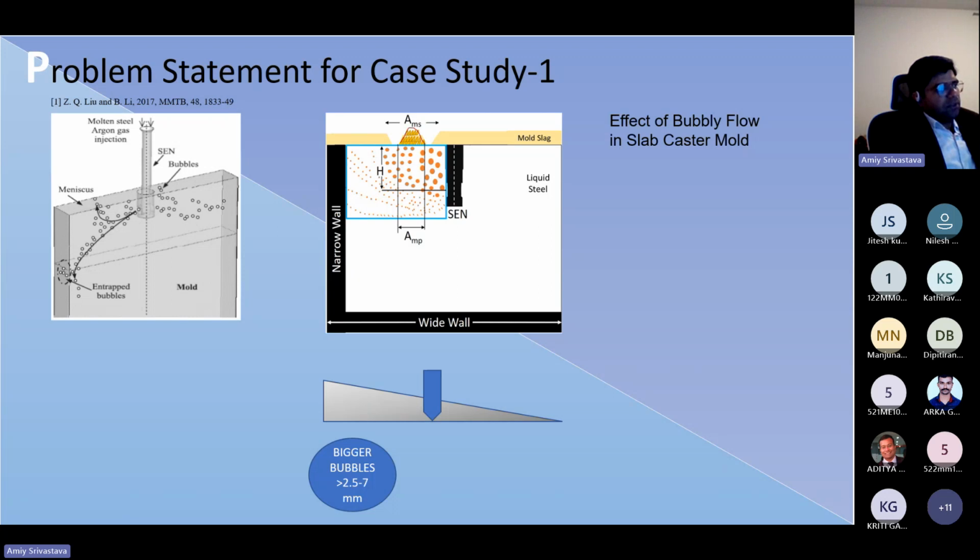But the smaller bubbles are driven by the flow of liquid steel, which is introduced from the tundish to the mold. So those bubbles are influenced by the liquid steel flow, and sometimes they reach close to the side wall of the mold, and over there they are captured by the side wall because solidification is also taking place at the same time.